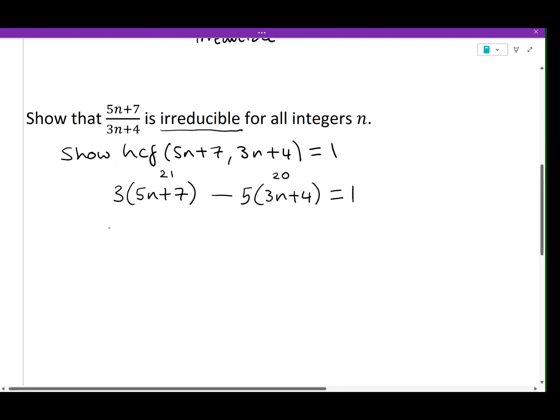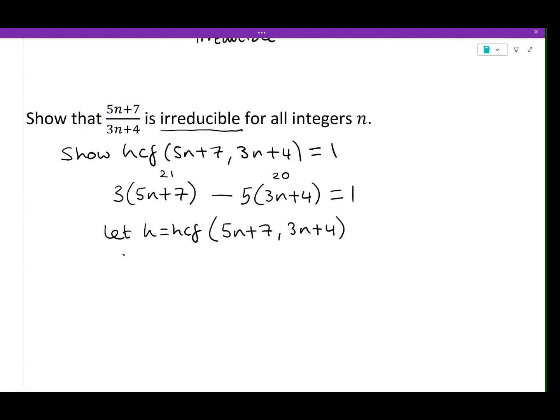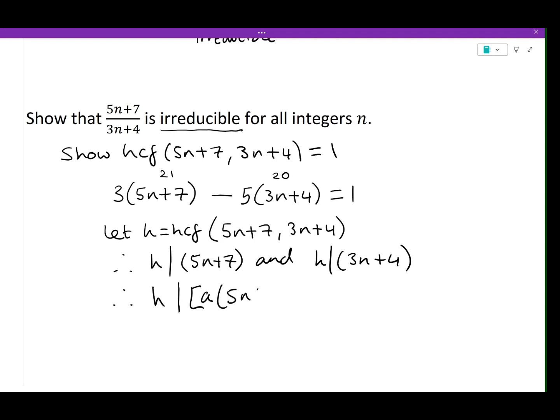So let h equal the highest common factor of 5n plus 7 and 3n plus 4. Therefore h is a factor of each of those expressions individually. And therefore h is a factor of any integer combination of those two expressions. And I'm going to once again just specify that a and b must be integers.